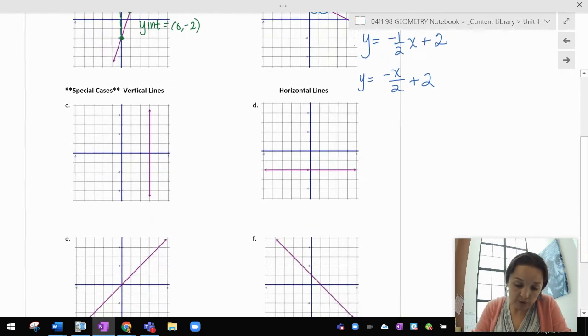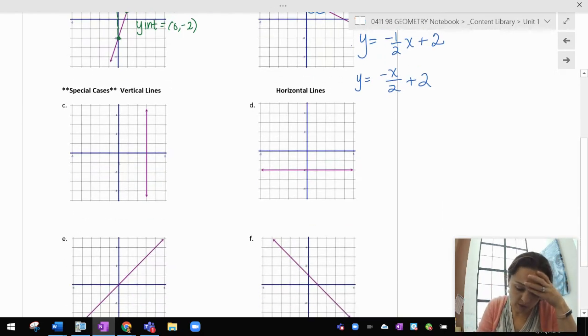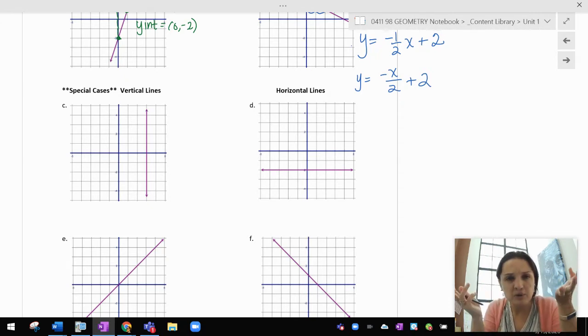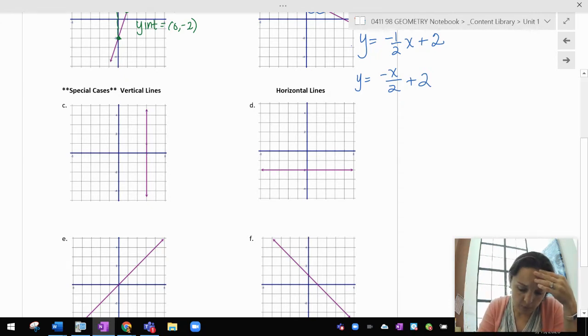Let's see, what else? Ooh, vertical lines. So where's the y-intercept? Yeah, there is no y-intercept. Interesting. Okay, so I probably can't use slope-intercept form. So then I need my slope. My slope would be up 1 over nothing. So my slope is like 1 over 0. That's undefined.